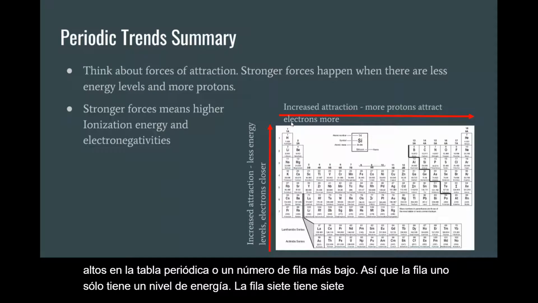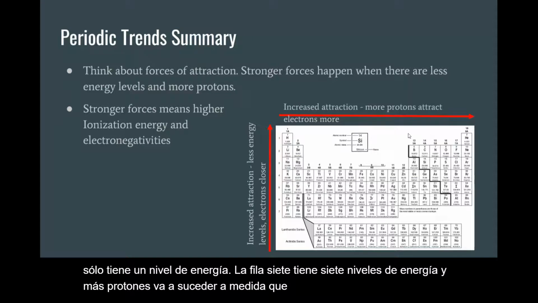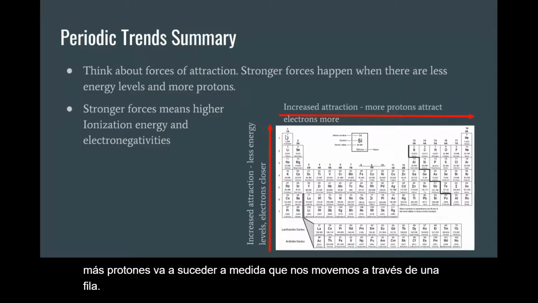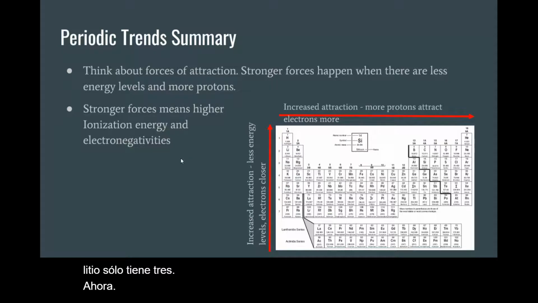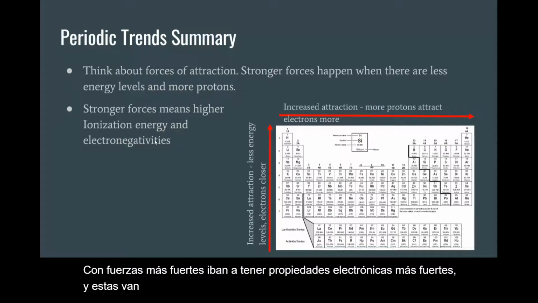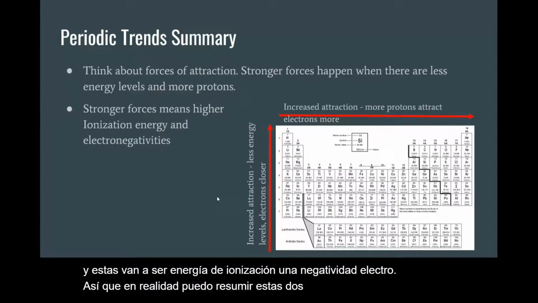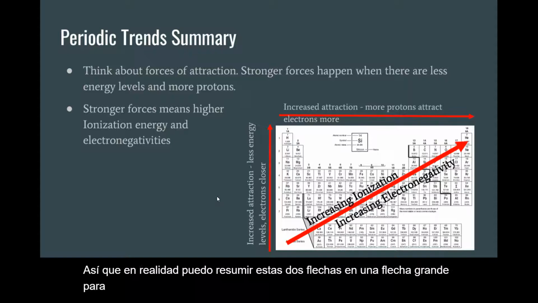And more protons is going to happen as we move across a row. So helium has more protons than hydrogen. Neon has 10 protons. Lithium only has 3. Now, with stronger forces, we're going to have stronger electronic properties, and these are going to be ionization energy and electronegativity. So I can actually summarize these two arrows into one large arrow for ionization energy and electronegativity.